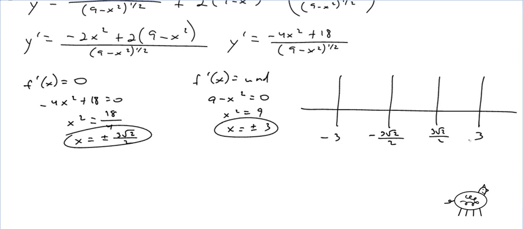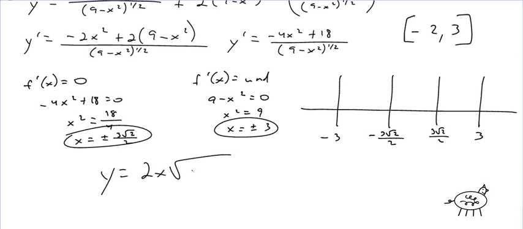Now, I want to point out a couple things here, math fans. First of all, our endpoints, I'm going to write this out again, were negative 2 and 3. And the original problem was y equals 2x times the square root of 9 minus x squared. This is about negative 2.1, so that's beyond the endpoint, right? It's negative 2 to 3. So I don't even look at these. Do you guys agree with that? I don't even look at those values because they're not even in my domain. So the only ones I'm looking at are 3 root 2 over 2 and 3.